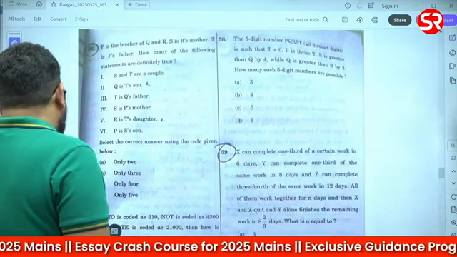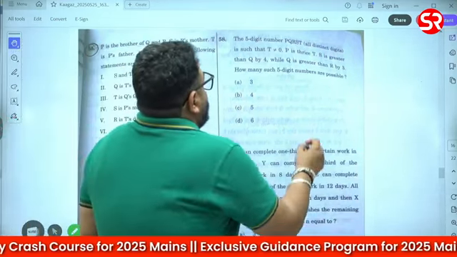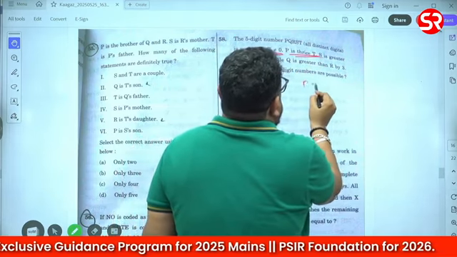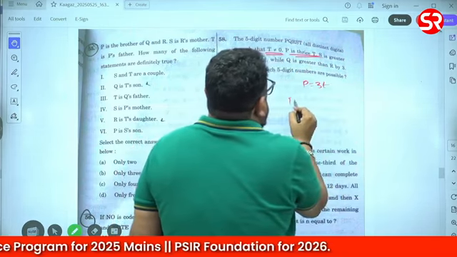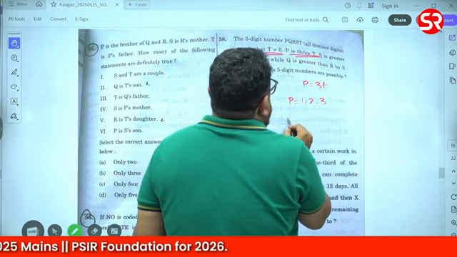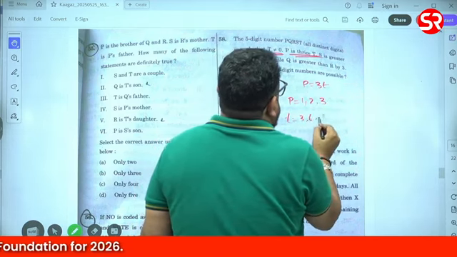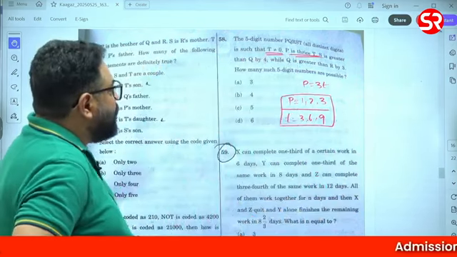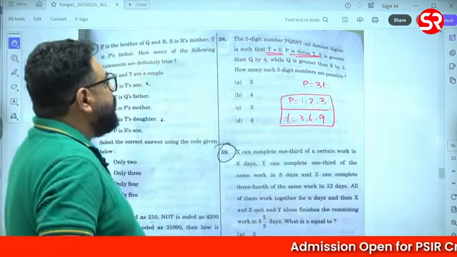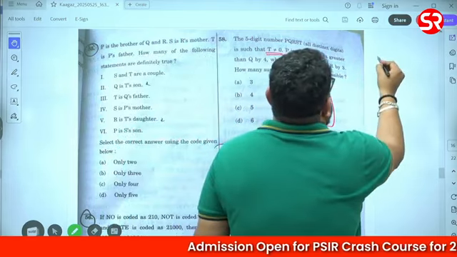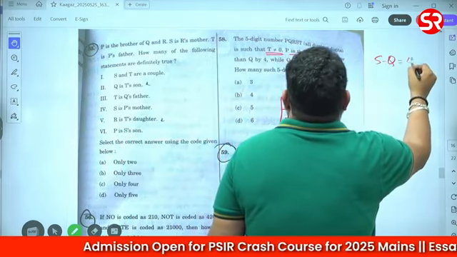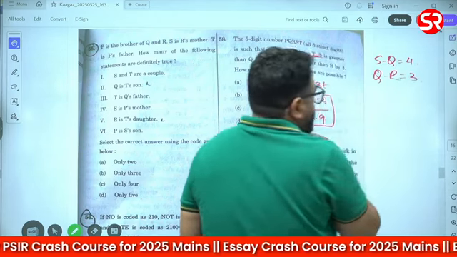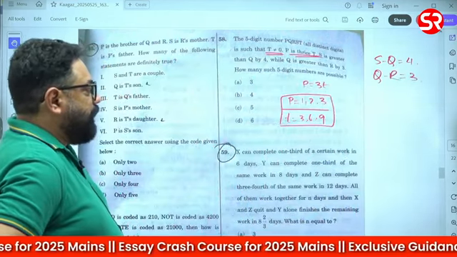A 5-digit number PQRST, where T is not equal to 0, P is thrice of T. Because here P is equal to 3T, so T can take value 1, 2 and 3, and then in that case P and T का limitation हो गया, isn't it? Then he says S is greater than Q by 4, and Q is greater than R by 3.